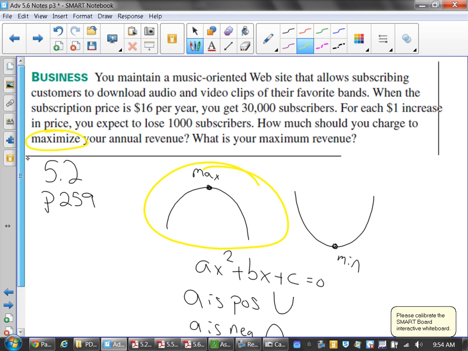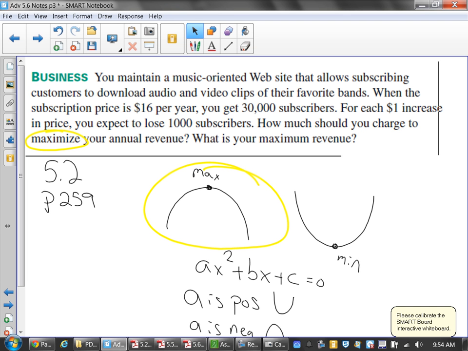If I go back to what info they've given me, it tells me the subscription price is 16 bucks a year and you get 30,000 subscribers. For each $1 increase, you lose 1,000. Now, do you agree that those are two parts of the problem? Two terms, if you will.